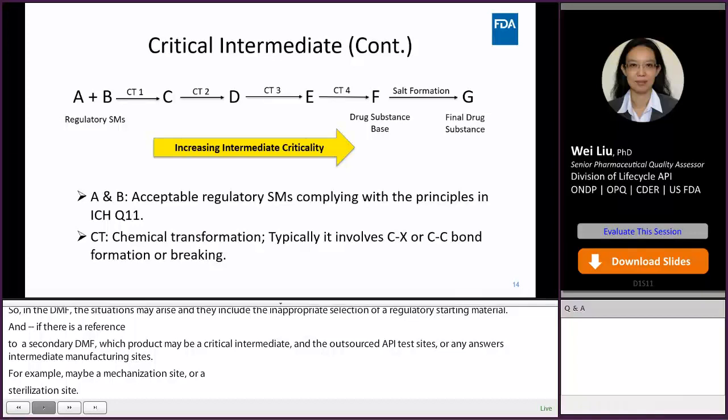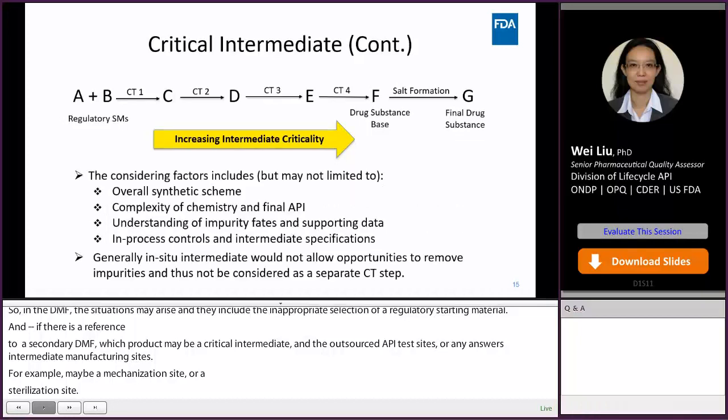There is a clear relationship between the risk and the number of steps from the intermediate to the final drug substance. As the process moves forward from A to G, the criticality of the intermediate increases. Specifically, we will consider the following factors when we determine whether it is a critical intermediate. First, the overall synthetic scheme and the complexity of the chemistry and the final drug substance. We will consider how many steps away this intermediate is from the final drug substance.